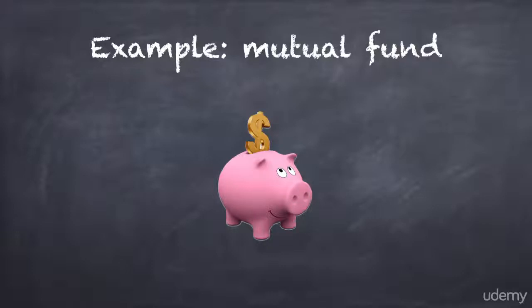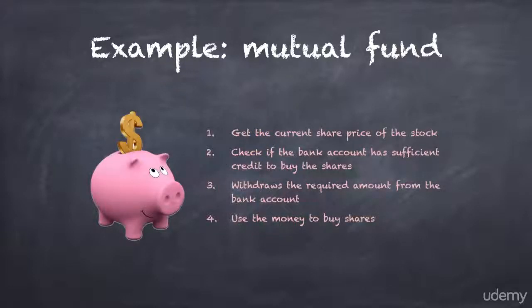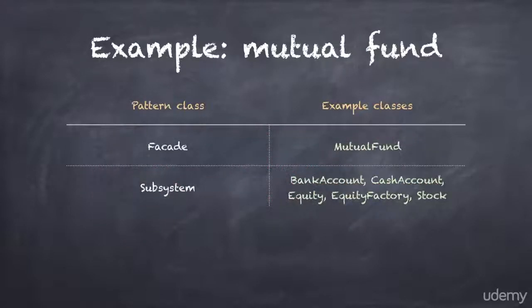Every month, the bank has to perform the following process for each mutual fund. First, get the current share price of the stock. Then, check if the bank account has sufficient credit to buy the shares. Then, withdraw the required amount from the bank account. And finally, use this money to buy shares. I am going to wrap this process in a single method of a facade object. I will implement the pattern with the following classes.